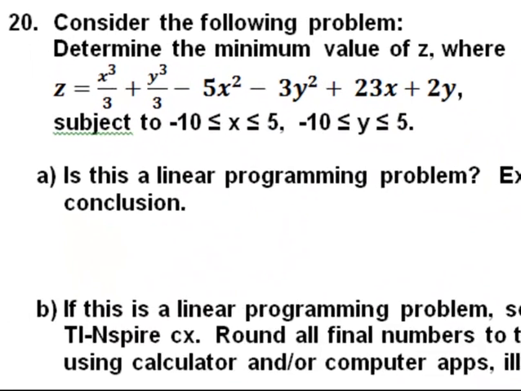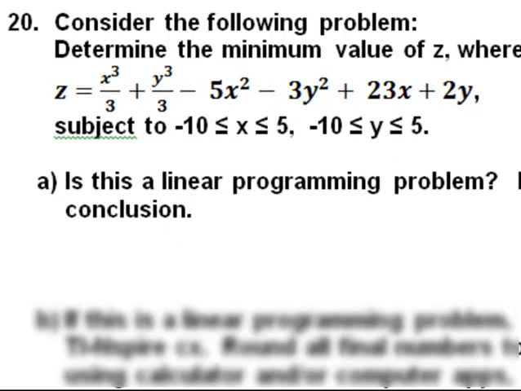Exercise number 20. Consider the following problem. Determine the minimum value of z, where z equals x cubed over 3 plus y cubed over 3 minus 5x squared minus 3y squared plus 23x plus 2y, subject to x is greater than or equal to -10 and less than or equal to 5, and y is greater than or equal to -10 and less than or equal to 5. Part A. Is this a linear programming problem? Explain the basis of your conclusion.